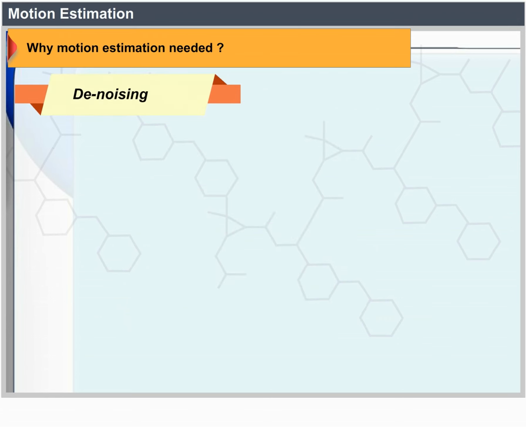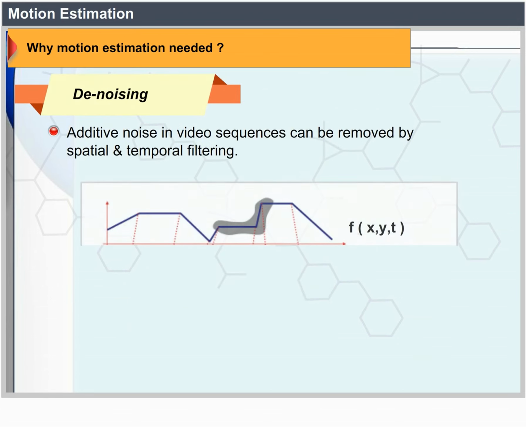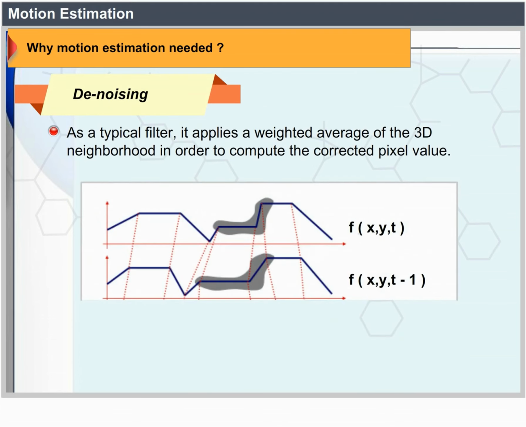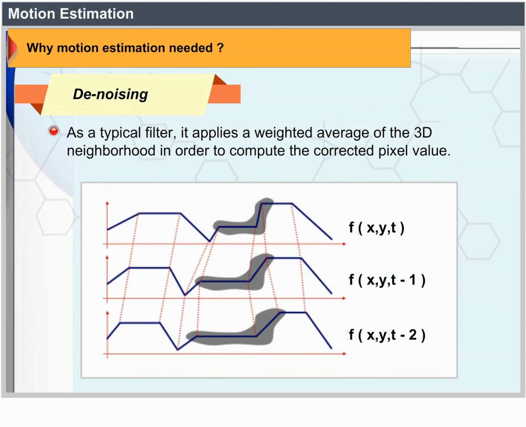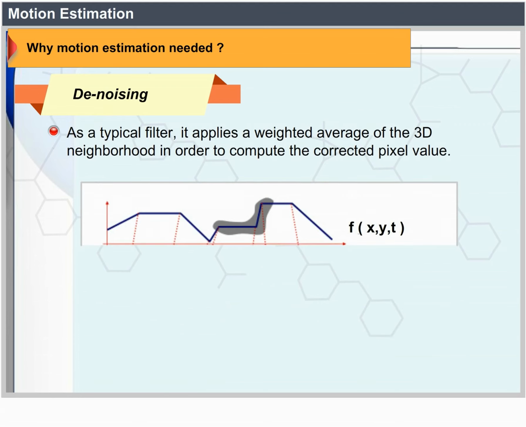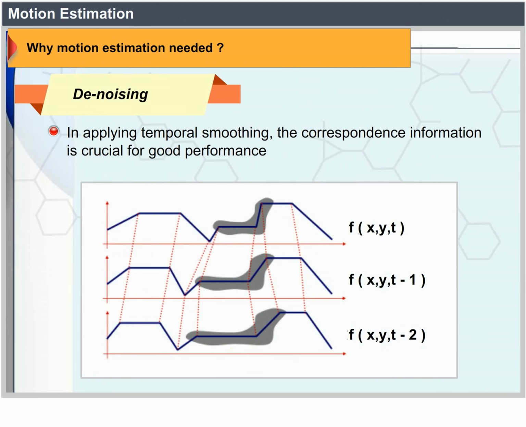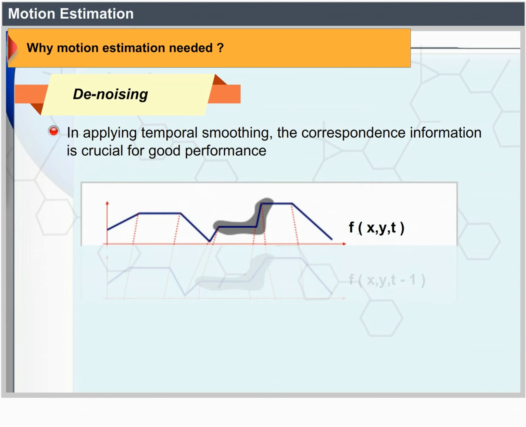Denoising. Additive noise in video sequences can be removed by spatial and temporal filtering. A typical such filter applies a weighted average of the 3D neighborhood in order to compute the corrected pixel value. In applying temporal smoothing, the correspondence information is crucial for good performance. Denoising graphs are shown on screen.